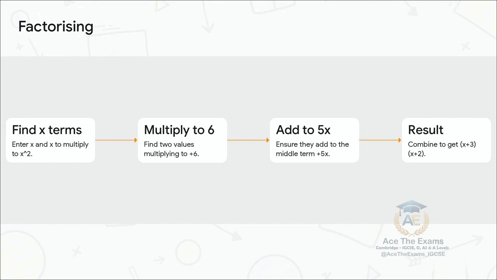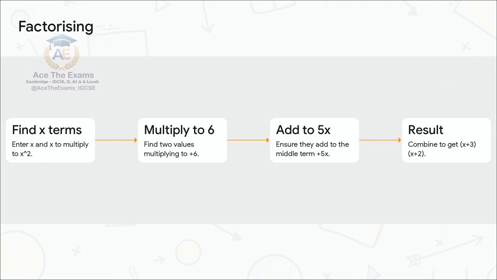Step 1, we know the absolute only way to get an x squared is x times x, so an x goes right at the front of each bracket. Step 2, look at the final number, the constant. In this case, it's a positive 6. We need two numbers that multiply together to make 6. But, and here's the catch, step 3 is the key to the whole puzzle. Those exact same two numbers must also add together to make the middle number, which is a positive 5.